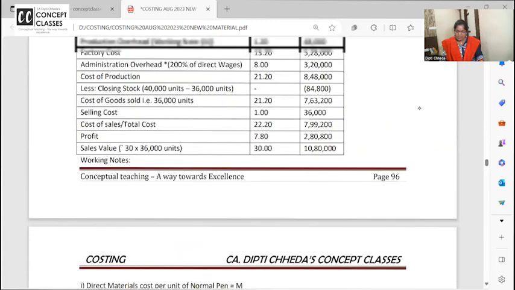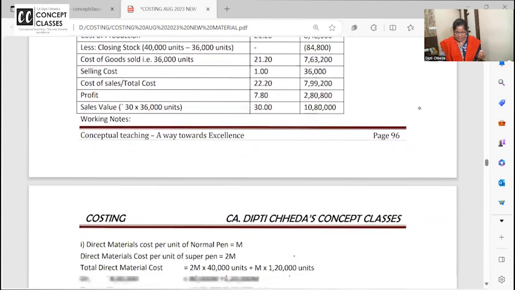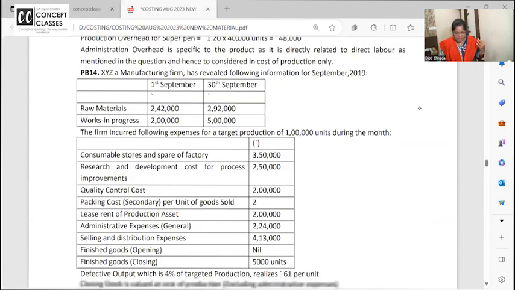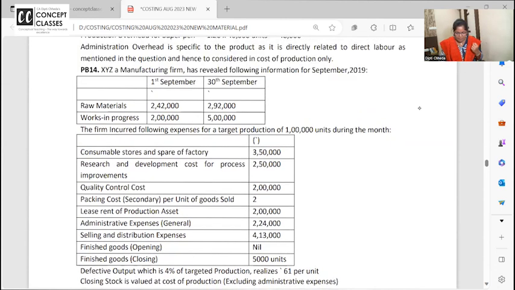Now ma'am, here they have given the data for both. This is the answer solved. But they didn't ask you the per unit and all for two products. Don't do extra things. In costing, this is a bit of a problem: ma'am, how many columns to make, what to do? So stick to what they have asked, don't do extra. See, this is also a past exam paper.